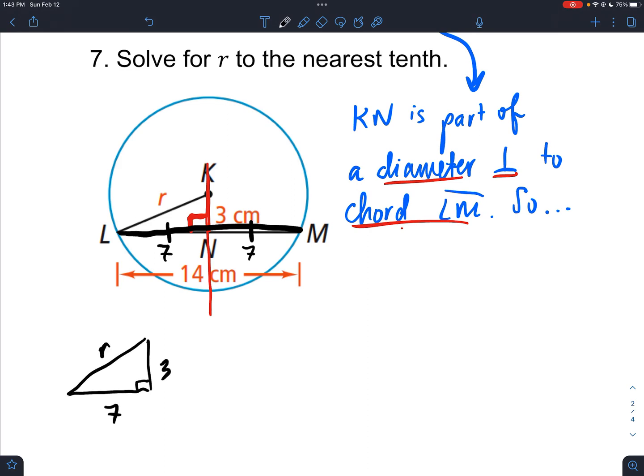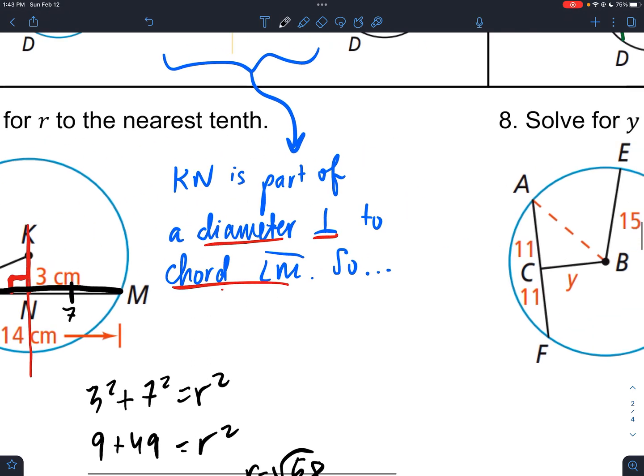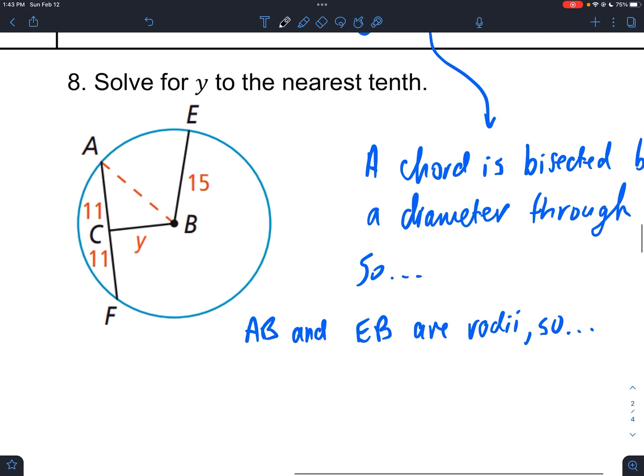So what does that mean? Well, if we're trying to solve for R, we now have a 3, a 7, and an R. And we can just throw down a quick Pythagorean theorem, where R is the hypotenuse and the radius at the same time. So 9 plus 49, 58. So the answer is just the square root of 58, which is around 7.6.